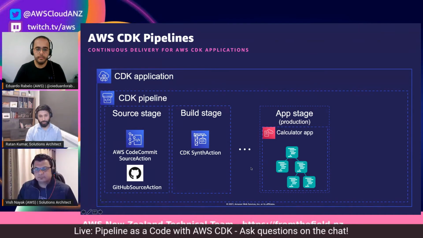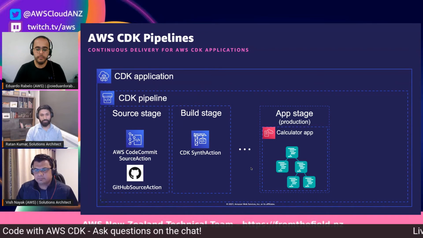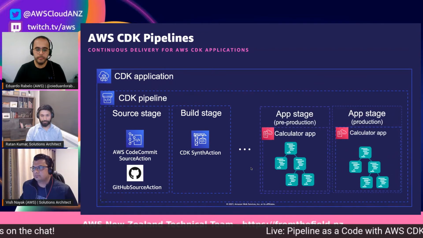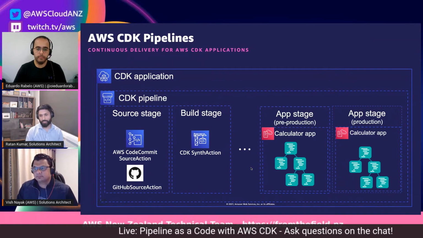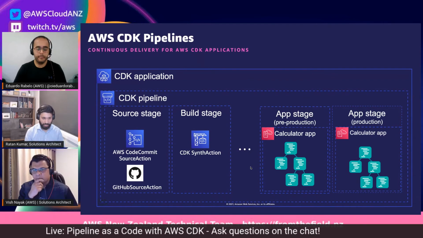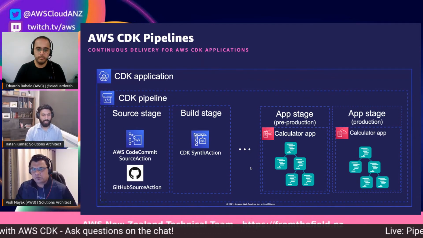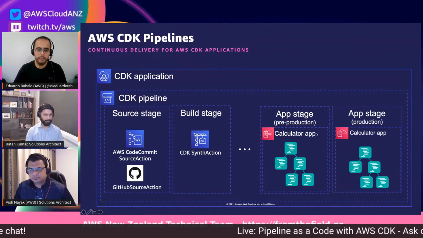And then we'll use that to do the actual deployment of the calculator app in one of the staging environments. So first into pre-prod and then into a production environment. So this is the whole end-to-end flow that we are trying to build towards. We're really at a CDK pipeline stage right now.